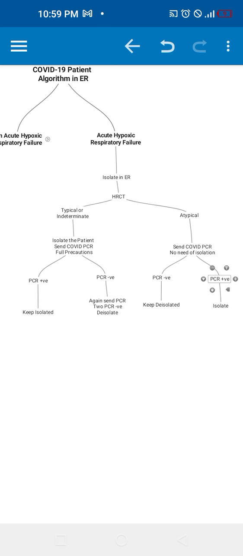So this is the basic algorithm for the management of the patient who comes with acute hypoxic respiratory failure in the emergency department.